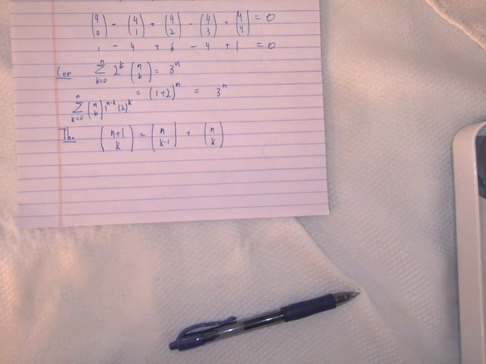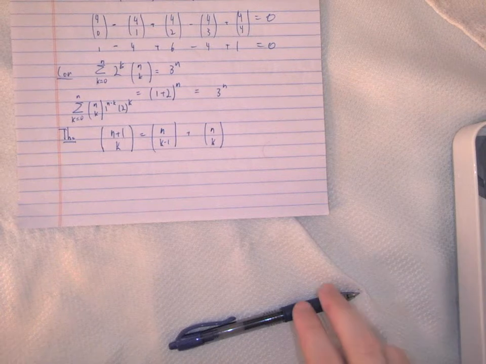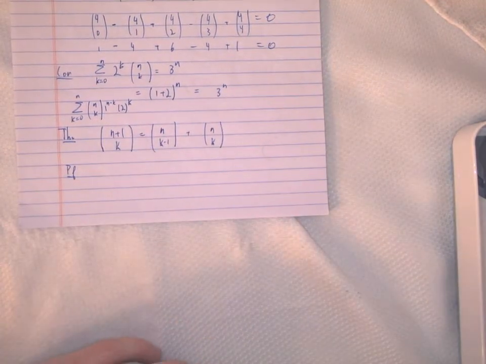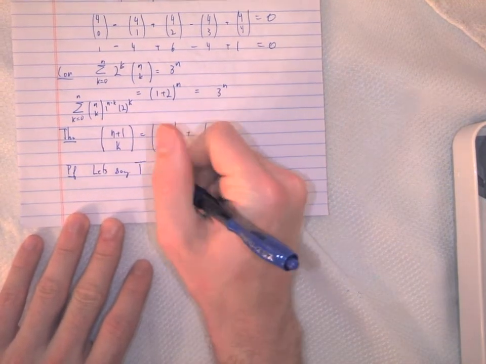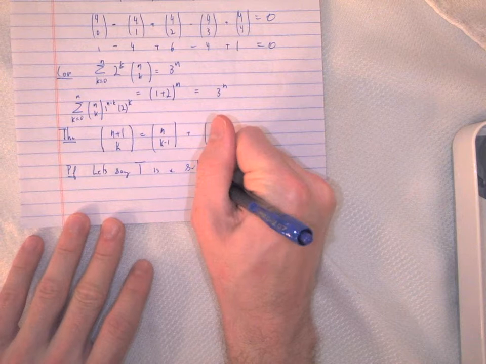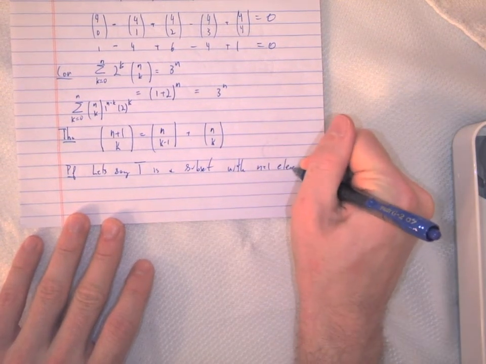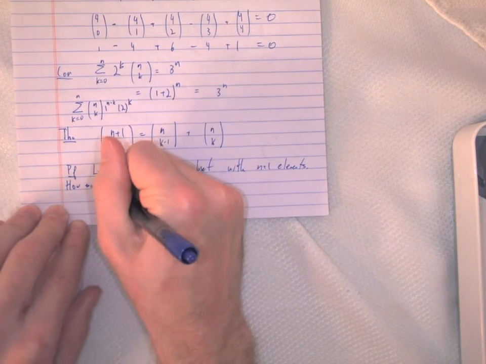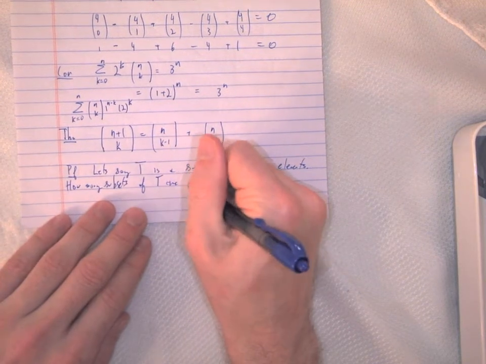There are many proofs of this. There are two that are essentially the same that I can describe for you right here. The first is the proof that the book gives, which is an interpretation in terms of subsets. Let's say T is a set with n plus 1 elements. How many subsets of T are of cardinality k?